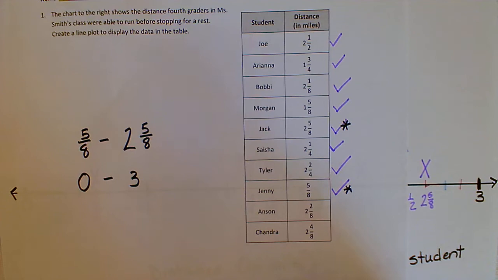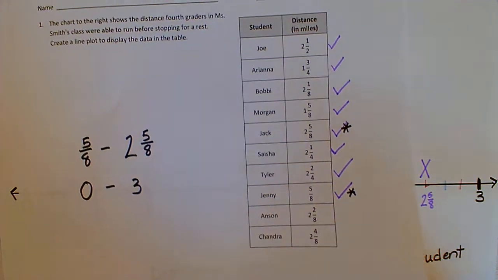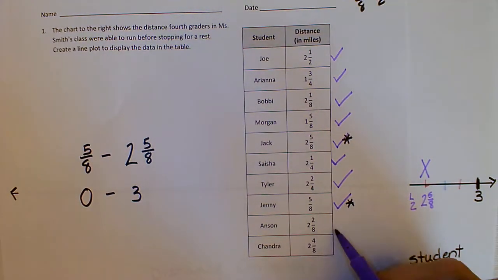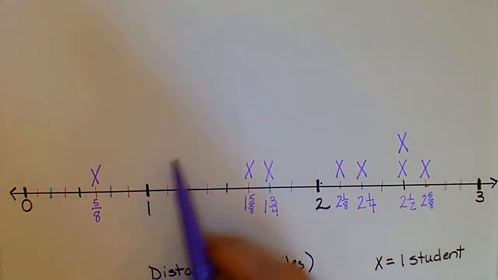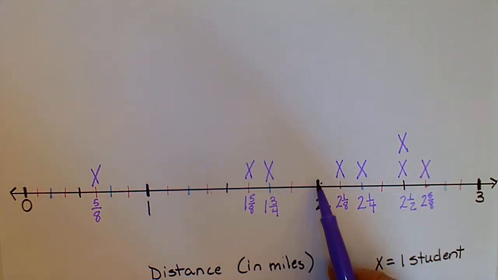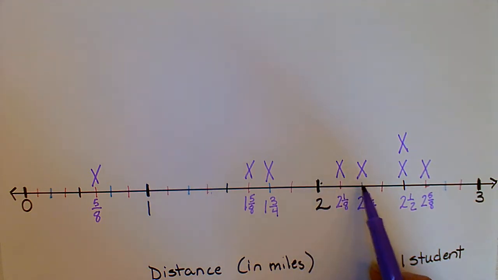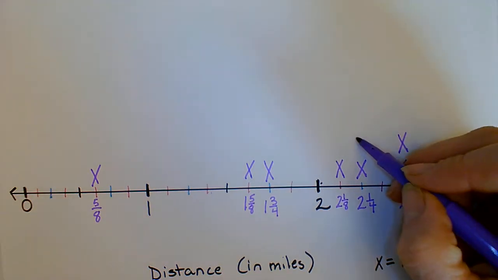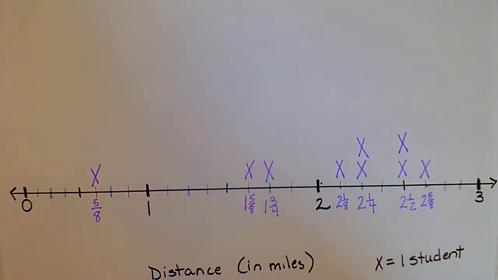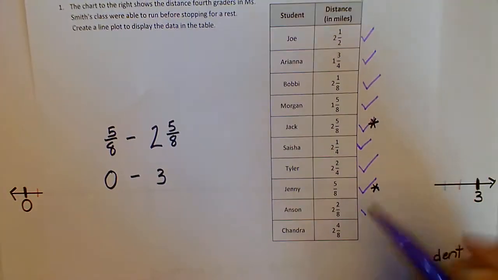Next we have Anson. Anson went 2 and 2/8. So let me put my downward check. So 1, 2, 2 and 1/8, 2 and 2/8. And now what you're seeing is that 2 and 1/4 is the same thing as 2 and 2/8, because it was 1/8, 2/8. So 2 and 1/4 is equivalent to 2 and 2/8. Let me finish my check off.